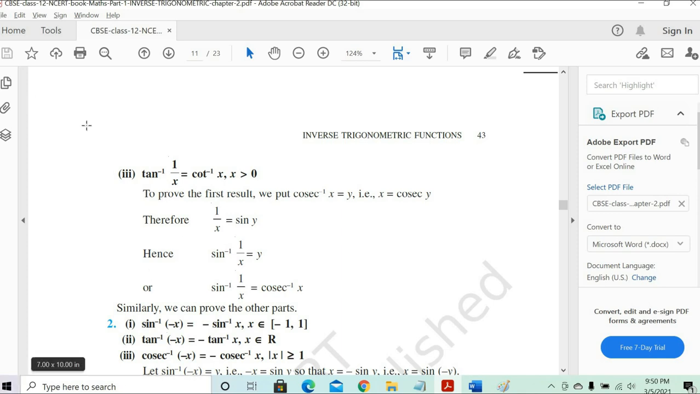You're reading it, Vijay, this part? Tan inverse 1 by x is equal to cot inverse x. Yes, sir. Excellent. Superb.